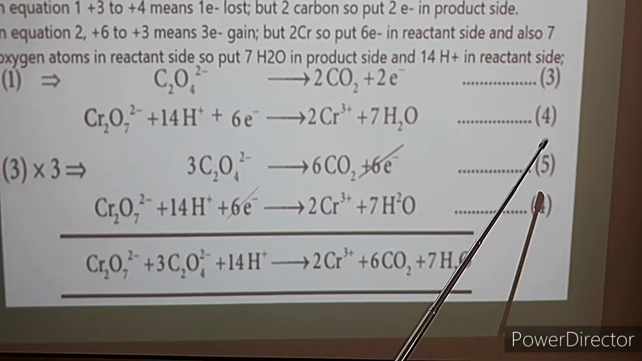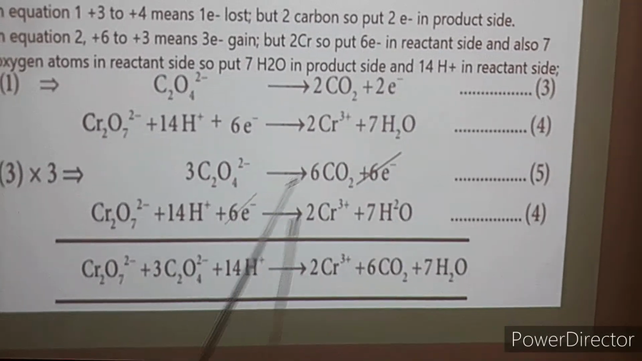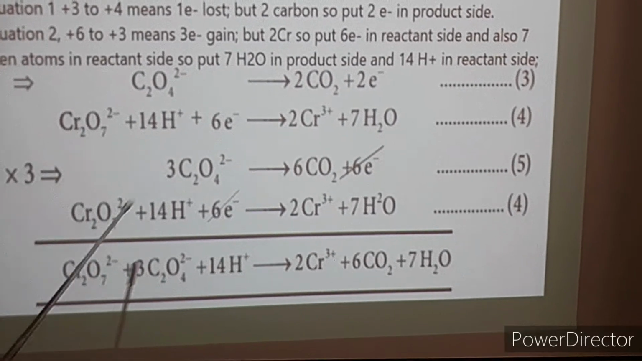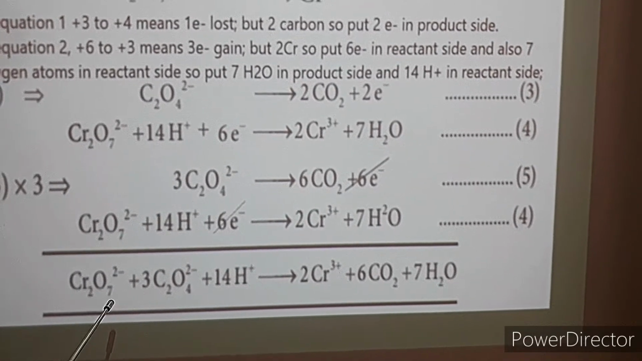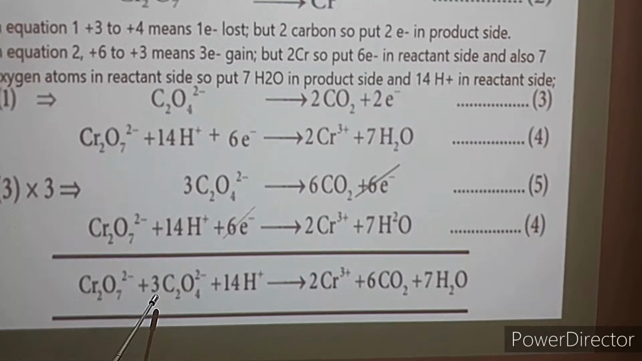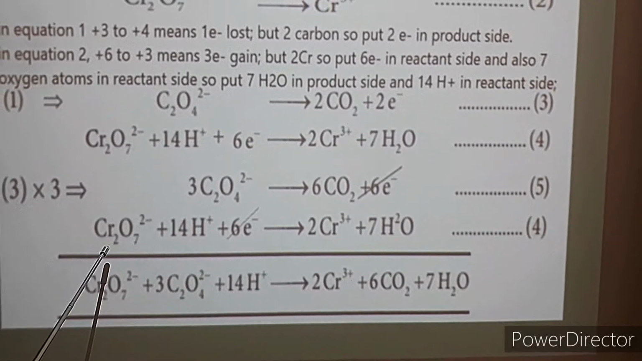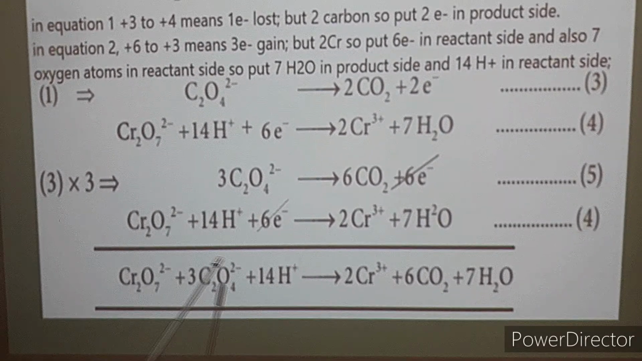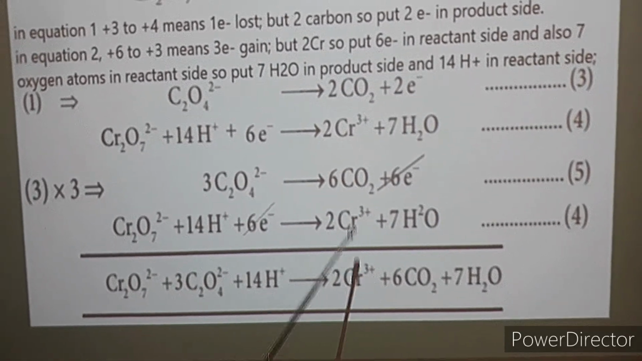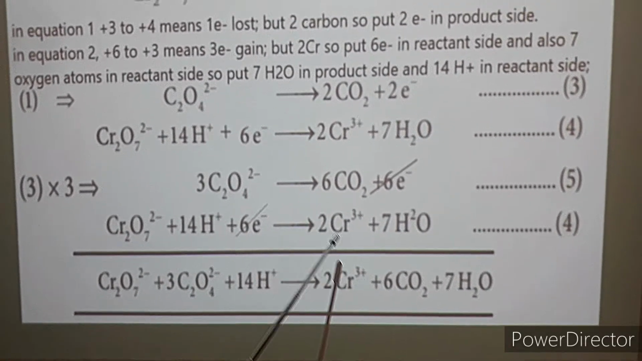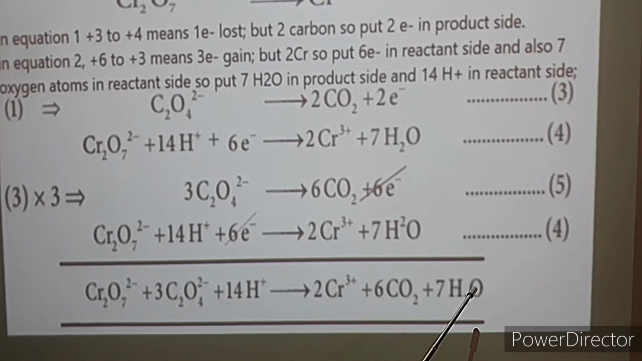After adding the fifth and fourth, we are cancelling the 6 electrons. Afterward we are going to write 3 moles of C2O4 2 minus and 1 mole of Cr2O7 2 minus and 14 H plus. Here also 6 carbon dioxide and 2 moles of Cr3 plus and 7 moles of H2O.